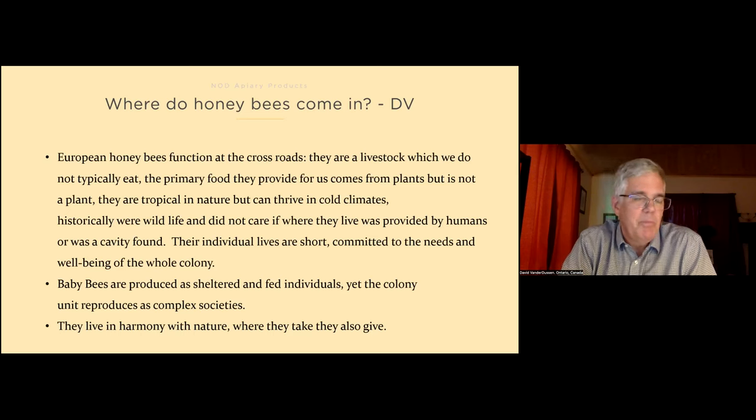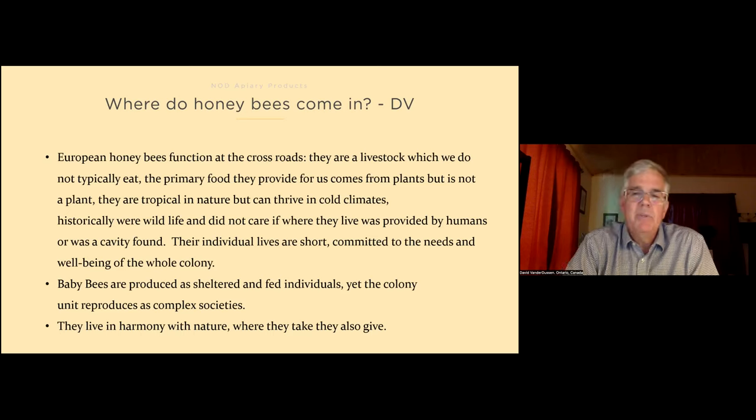Now, baby bees, people may not know this, but they actually are raised at the same temperature as our body temperature, about 35, 36 degrees Celsius. So it's a three-week process to raise a worker bee, which is about half its working life. They live in the summer up to about 6 weeks as an adult bee, but they've already been 3 weeks as a baby bee. So the colony invests a lot in rearing its young, very much like humans.